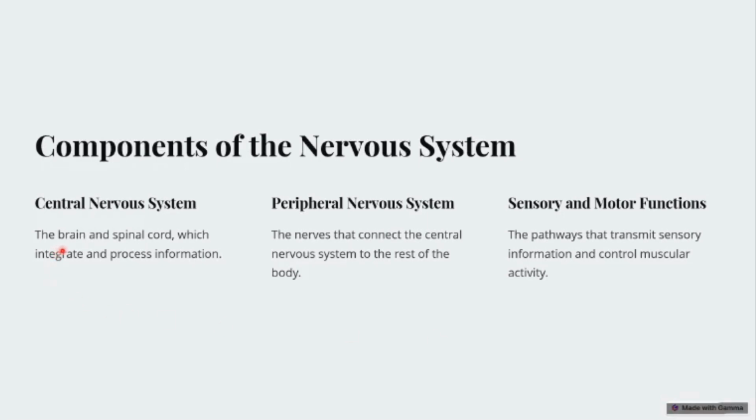So in the central nervous system we have the brain and spinal cord, which integrate and process the information. In the peripheral nervous system there are the nerves that connect the central nervous system to the rest of the body. The overview on the sensory and motor function: these are the pathways that transmit the sensory information and motor control the muscular activities.